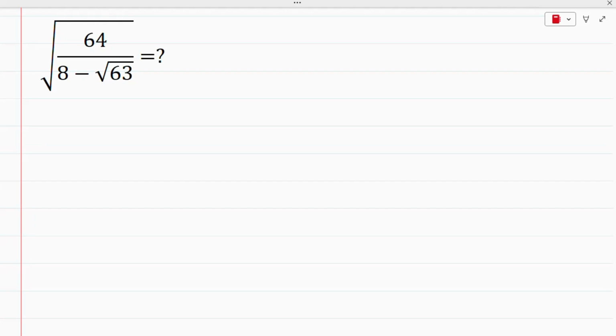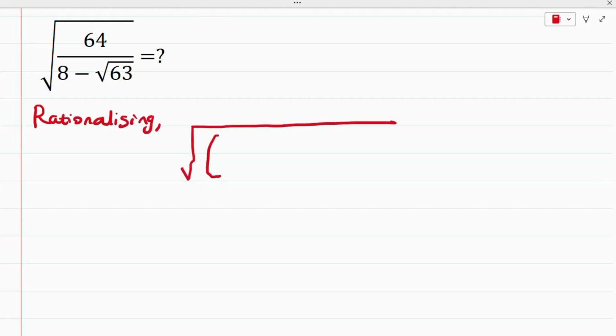So right here we have this nice square root algebra problem and we want to simply solve for this. So the first thing guys we want to do is to simply what? Rationalize, alright? So rationalizing, we have this to be the square root of 64 divided by 8 minus the square root of 63.